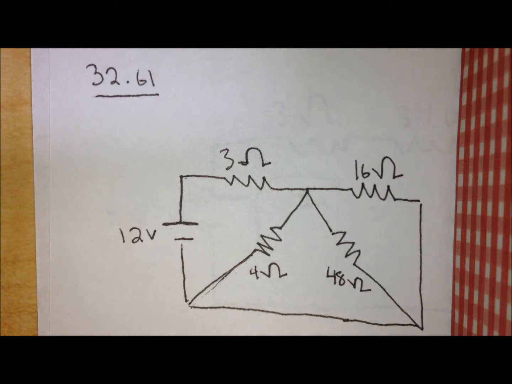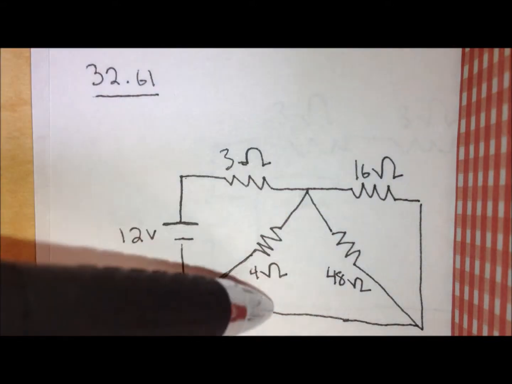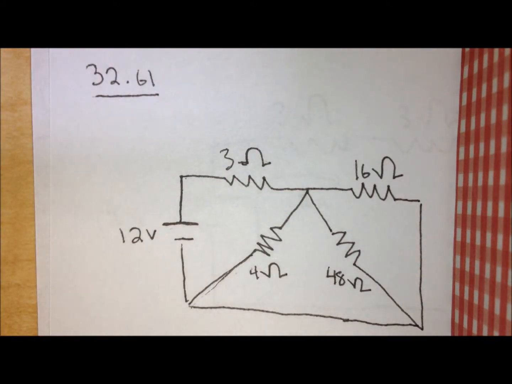Alright, hello everyone. This is the next physics video in our homework set, and this is chapter 32, problem number 61. We're given the circuit right here, a 12-volt battery and some resistors, drawn a little funky, and it's asking us to find the current through each resistor and then the potential difference across each resistor.